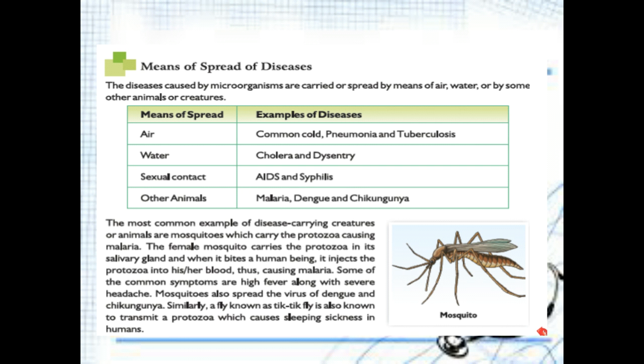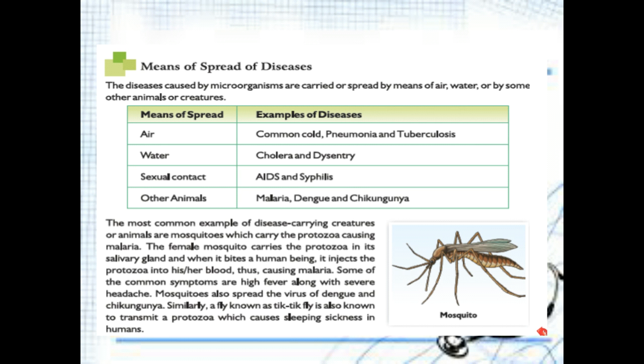The most common creature that transmits disease from an infected person to a normal person is the mosquito. Everybody might know about this, right? Because of the mosquito we suffer from malaria, typhoid and dengue, right? Very good. Chikungunya too is transmitted by mosquito. So it is an important creature which transfers diseases from an infected person to another person.